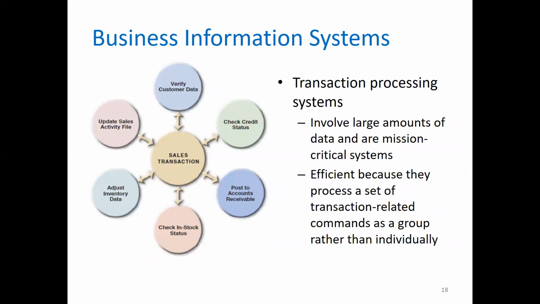Business information systems. The next type of information system that we'll be looking at is TPS or transaction processing system. They involve large amounts of data and are mission critical systems. Efficient because they process a set of transaction related commands as a group rather than individually. So transaction processing systems generally record day-to-day transactions of a business.